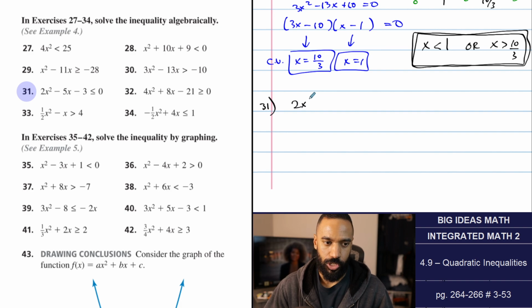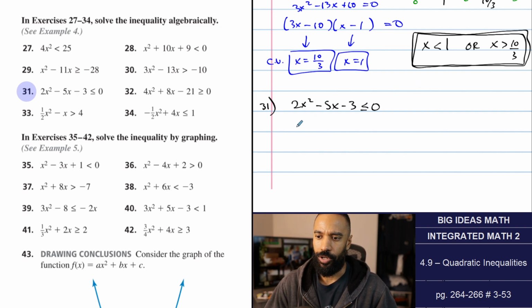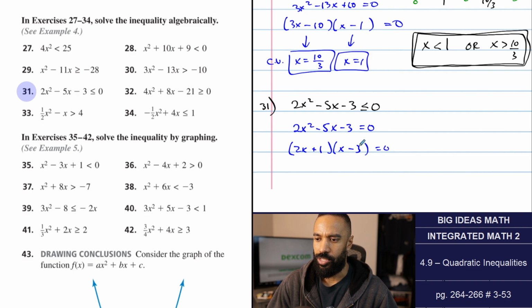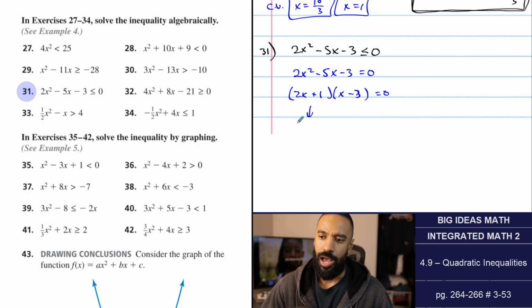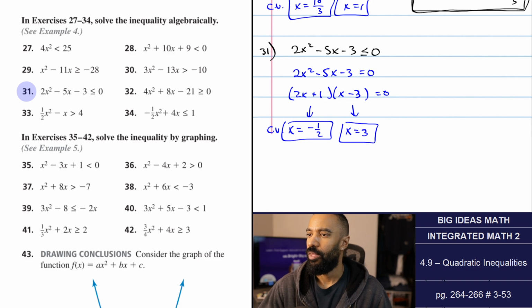Number 31, 2x squared minus 5x minus 3 is less than or equal to 0. It's already set against 0, so let's find the critical values by setting equal to 0. I think that's factorable. That's 2x minus 3 is minus 6 and plus 1. Negative 6 plus 1 is negative 5. Yes. All right, this is the factorization of it. Always try and factor where you can, y'all. Subtract 1, divide by 2, you get negative 1/2. Add 3 here, you get 3. So your two critical values are these guys.